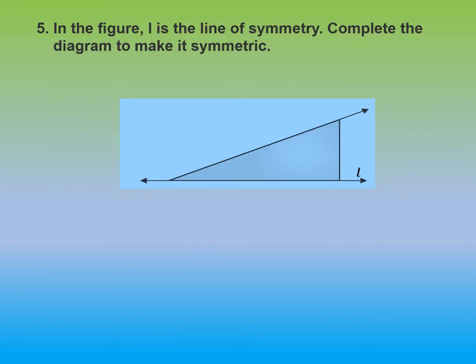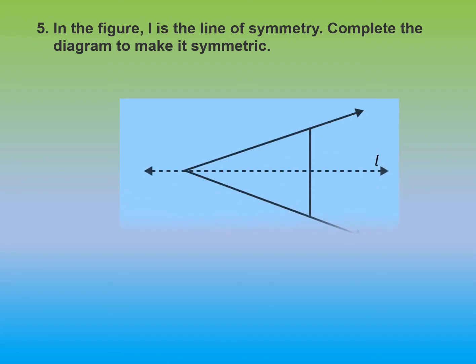In the figure, L is the line of symmetry. Complete the diagram to make it symmetric. So we should draw one line like this. So it will be symmetric. So shall we draw? So it will look like this.